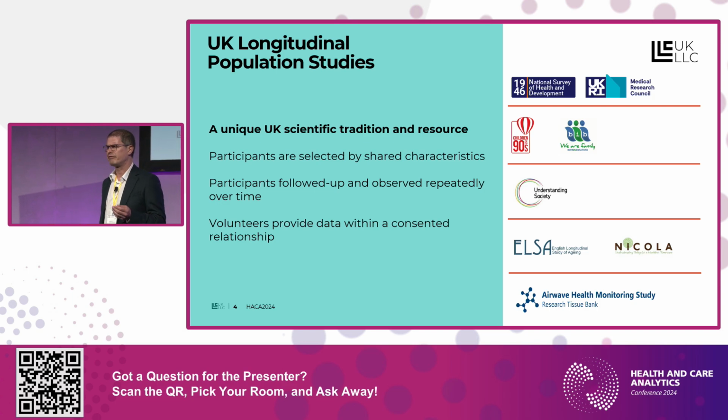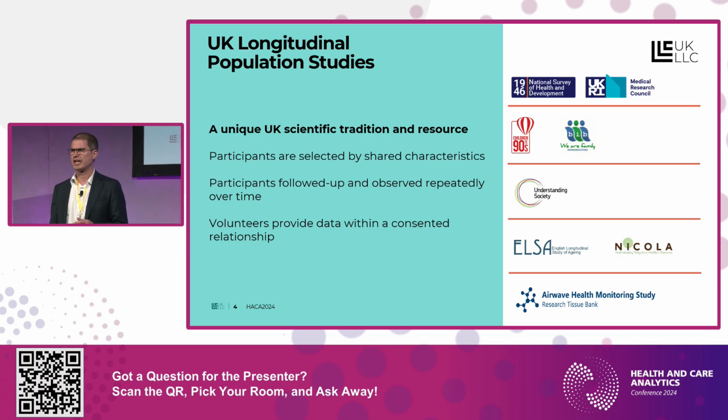Understanding Society is a bit different. In this case, it's properties which are selected, and those who live in those properties are eligible. And it's used extensively across particularly socio-economic policy making in government. ELSA, which is the English Longitudinal Study of Ageing, and NICOLA, which is its Northern Ireland counterpart, are examples of a global network of cohorts looking at ageing, healthy ageing and outcomes, which share the same protocol and questionnaires. So you can do international comparisons as to different outcomes and the way different interventions and policies shape those outcomes.